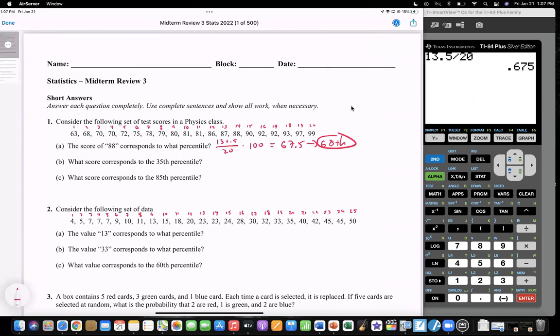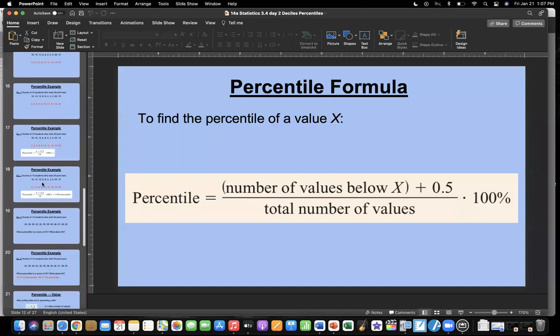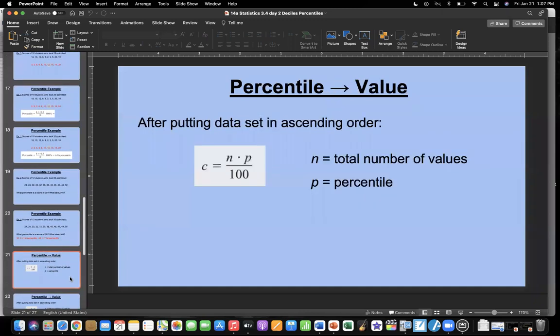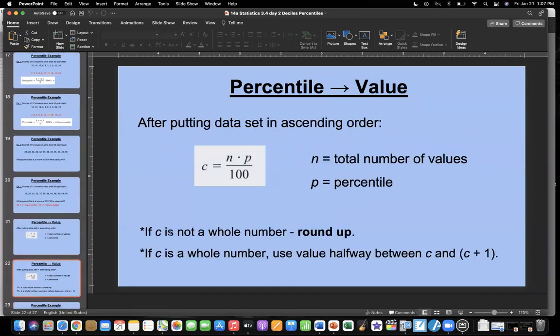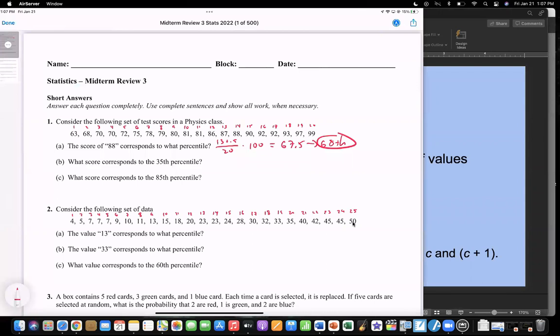Okay, so what score corresponds to the 35th percentile? So remember, if I want to go in the reverse direction, we have this formula here, but we have to remember the specific parts of it, right? Basically, it's the total number of values times the percentile over 100. So it's a pretty simple formula. So let's do that, and then we'll follow our rules here. The total number of values is 20, so 20 times P, we want the 35th percentile.